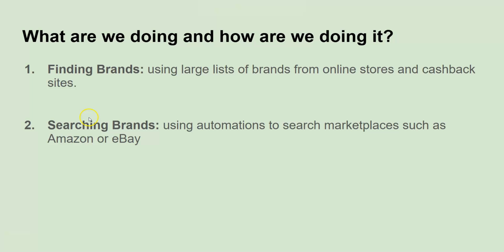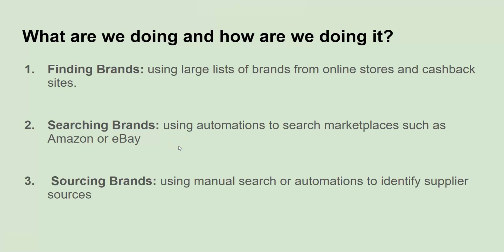Number two is searching brands. Searching brands means actually taking these brand names and searching them online, for instance, on Amazon or eBay. And to do that, I use automations that I've built that will automatically search marketplaces such as Amazon or eBay. And that can include browser automations as well as Google Sheets. I'll get into that some more later.